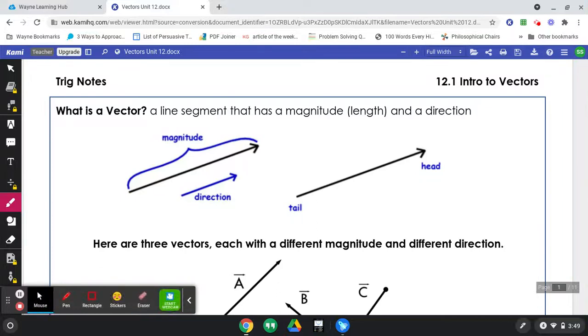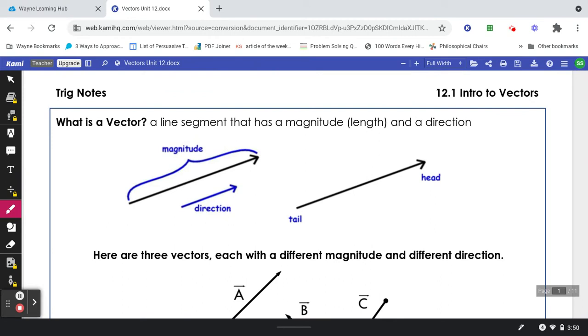These are the 12.1 notes for trig. We're going to be talking about a new topic, vectors, today. So what is a vector? A vector is a line segment that has a magnitude, which just means the length, and a certain direction.